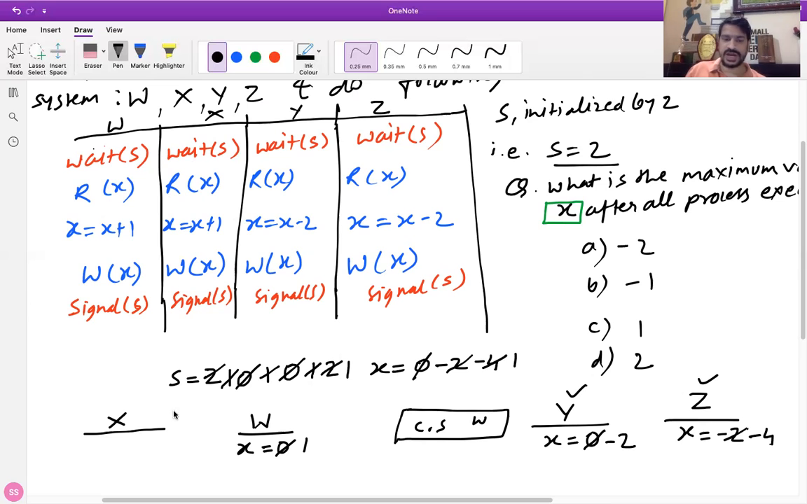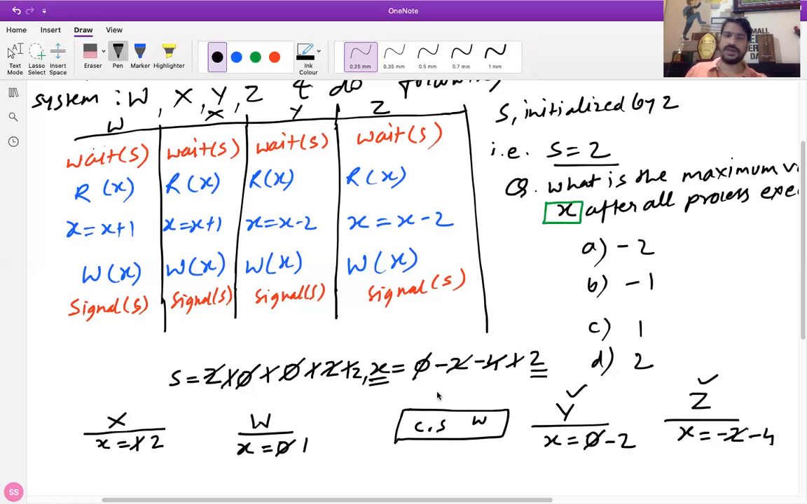Value of X is 1 right now. So it will read X as 1. And then it will increment the value of X by 1. It will become 2. And then it will write that value to the system. And then there is signal, which means it will increment the value of S by 1 again. Right? So right now at that particular state, all the processes have been executed. And what is the value of X? So the value of X is 2.